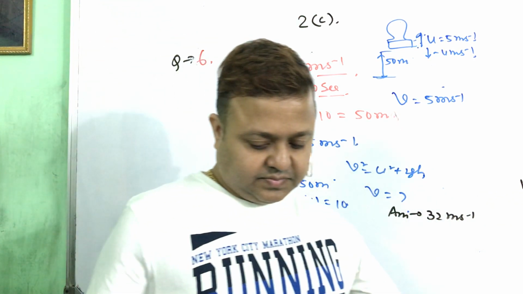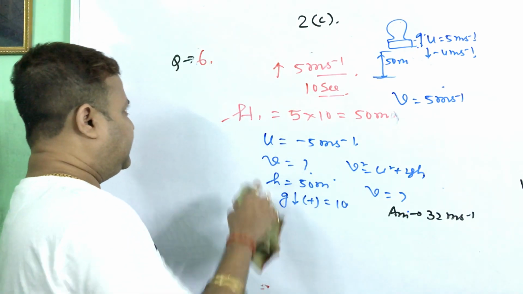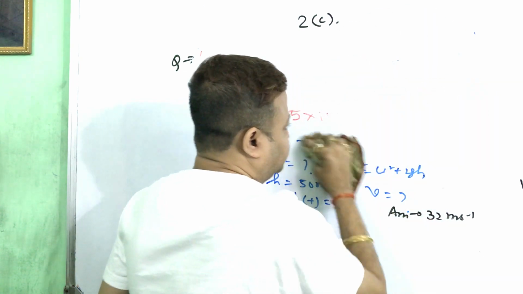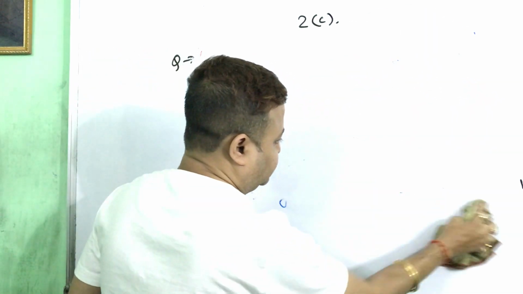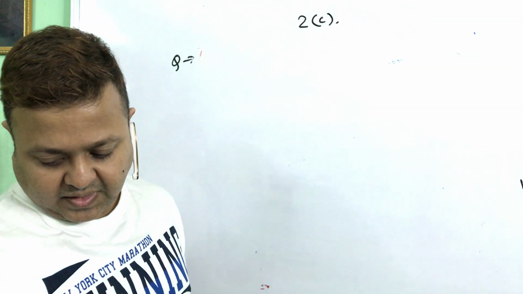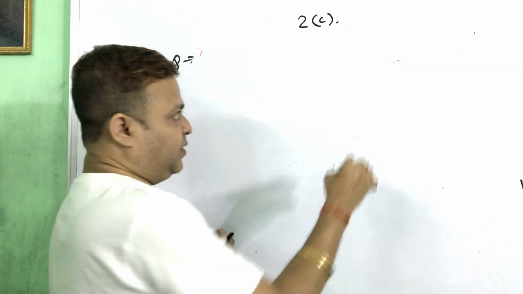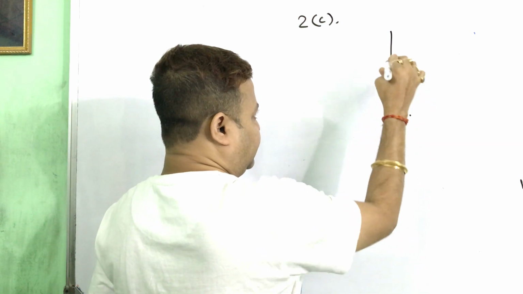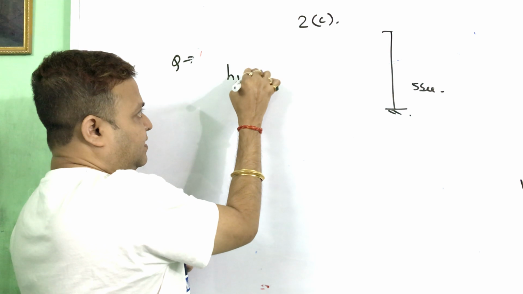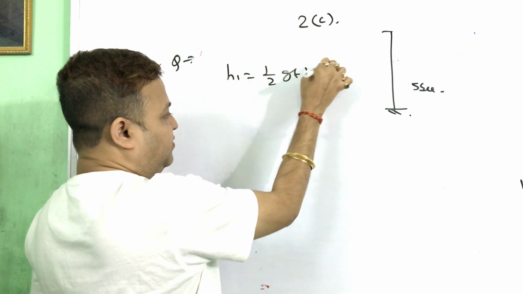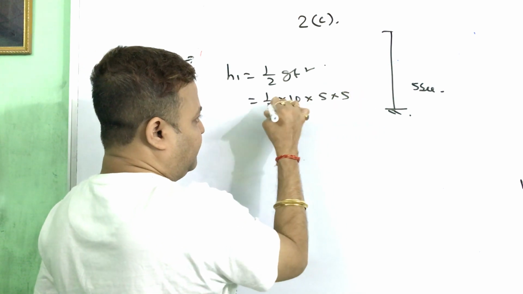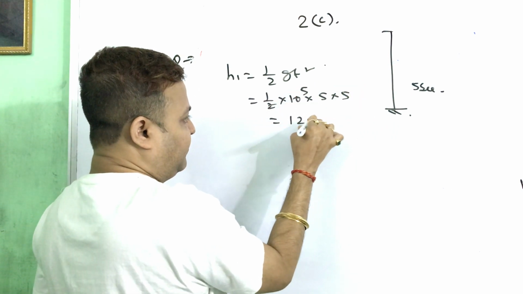Okay, it's an easy question. If the ball is dropped and it hits the ground in 5 seconds, the height of dropping is half g t square, that is half g into 5 into 5, that is 125 meter.